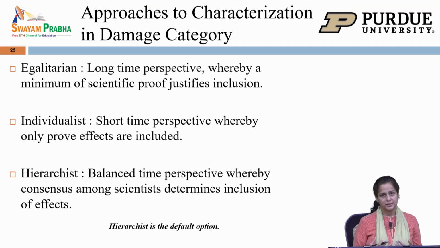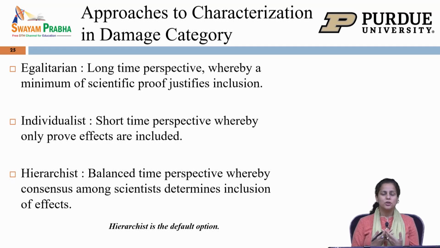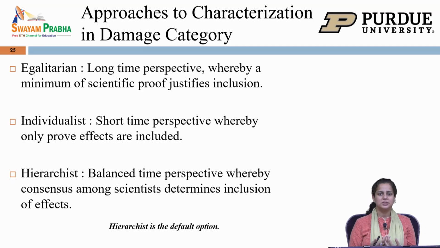Then there is a hierarchist approach, which is more of a balanced time perspective, whereby consensus among scientists determines inclusion of effects. Of course, this takes time, because you have to develop consensus by thorough experimentation and evidence gathering and all of that. So hierarchist is one of the best ways of looking at it, because it is taking a balanced approach. It's not becoming too conservative by saying we are really damaging, and it is not being too ignorant in terms of saying that it's not showing more effect because there are only 1 or 2 data points.